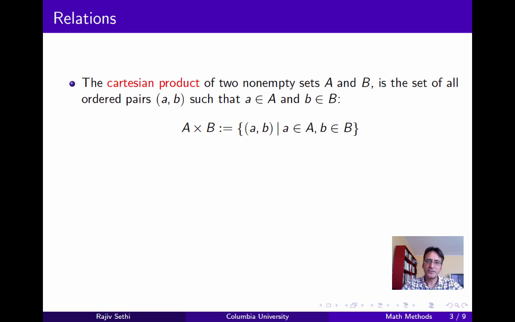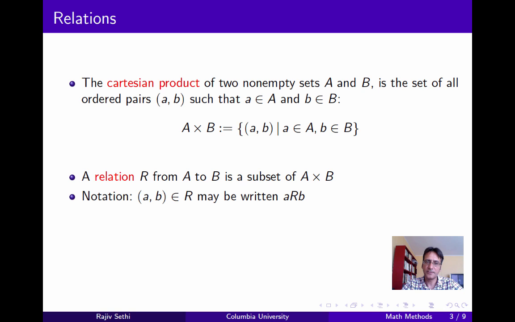We start with the definition of a Cartesian product. If you have two non-empty sets A and B, the Cartesian product of these sets is the set of all ordered pairs such that the first element is a member of A and the second is a member of B. And a relation R from A to B is just a subset of this Cartesian product. And we can write this in two equivalent ways. We can say that the ordered pair (a, b) is an element of R, or we can write aRb.